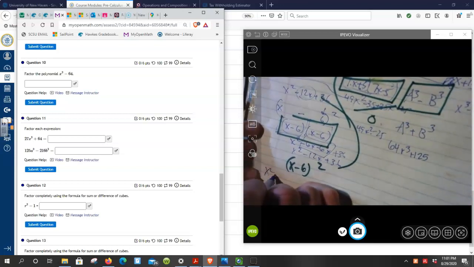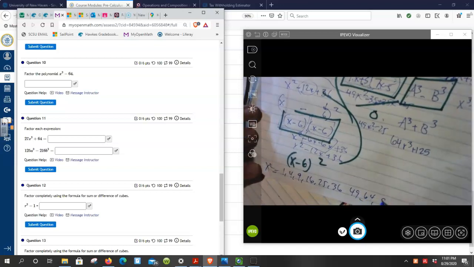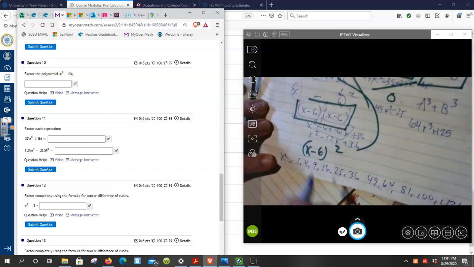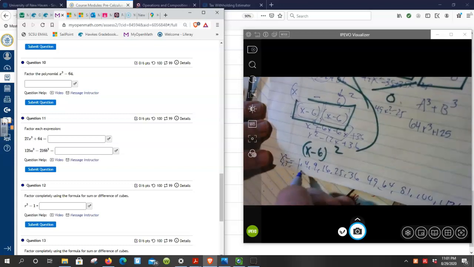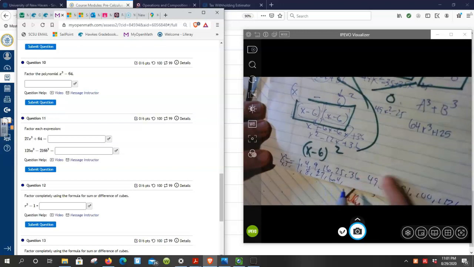You're going to have 1, 4, 9, 16, 25, 36, 49, 64, 81, 100, 121, and 144 should be enough to get you started. And then perfect cubes, you should have 1, 8, 27, 64, 4 times 4 times 4, 5 times 5 times 5, 125, 6 times 6 times 6, 216, 7 times 7 times 7, 343, 8 times 8 times 8, 512, 9 times 9 times 9, 729, and 10 times 10 times 10 is 1,000.